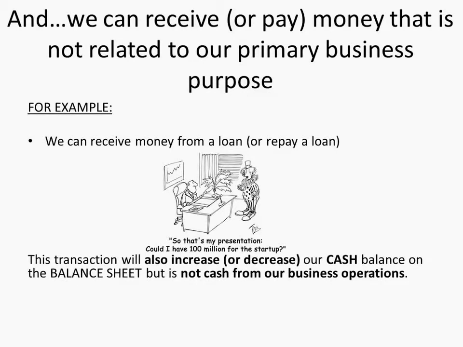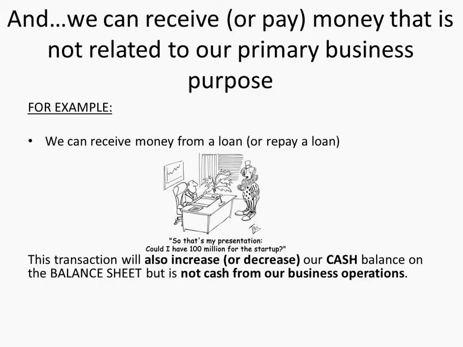So this transaction will also increase or decrease cash on the balance sheet, but it is not, again, cash from primary business operations. So again, why does that matter? Why do you think that matters? Where the cash comes from? Yes? Determining future performance. Right.